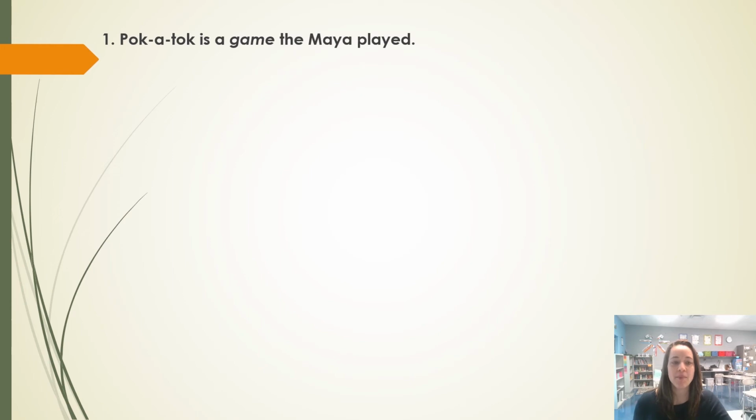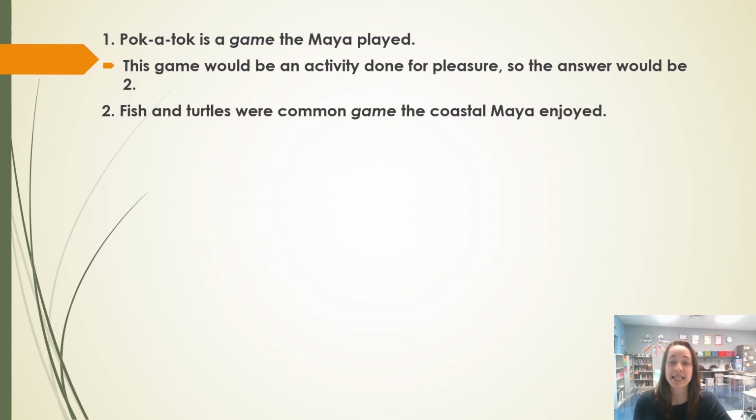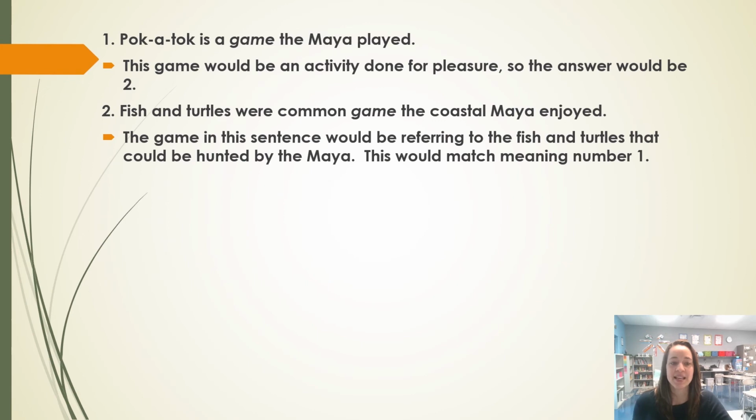Sentence 1. Pitz is a game the Maya played. This game would be an activity done for pleasure, so the answer would be 2. Sentence 2. Fish and turtles were common game the coastal Maya enjoyed. The game in this sentence would be referring to the fish and turtles that could be hunted by the Maya. This would match with meaning number 1.